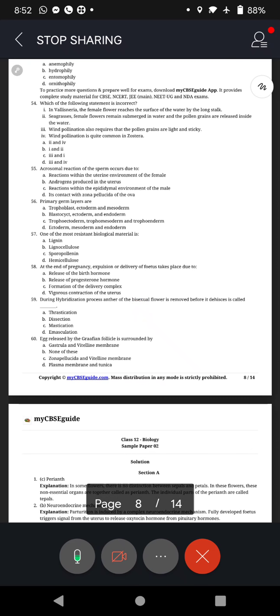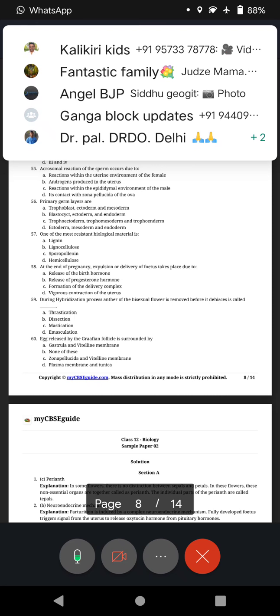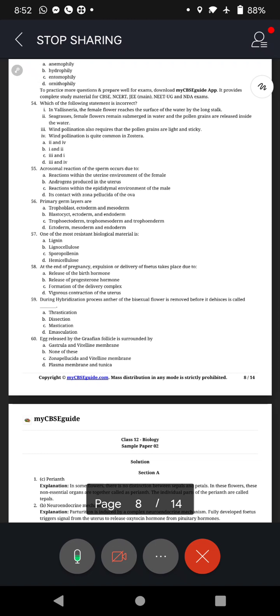Question number 58. At the end of pregnancy, expulsion or delivery of the fetus takes place due to A, release of the birth hormone, B, release of the progesterone hormone, C, formation of the delivery complex, D, vigorous contraction of the uterus. So, expulsion or delivery of the fetus.